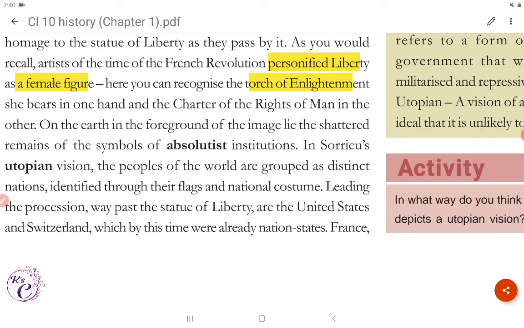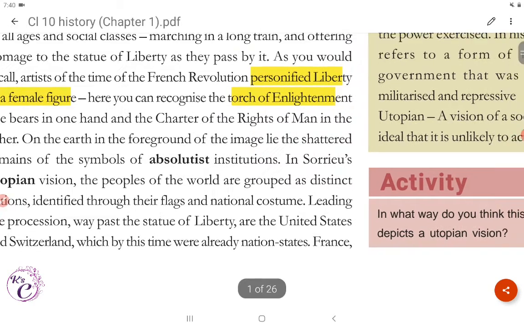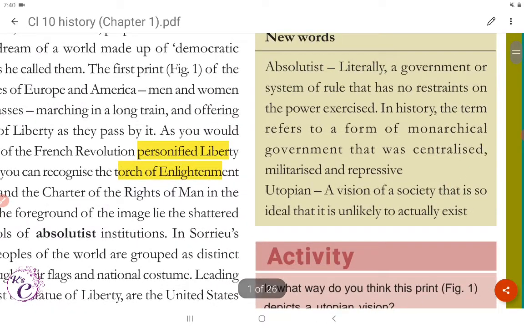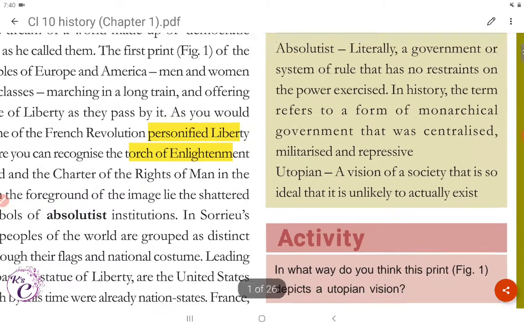So, what is this absolutist? Literally, a government or system of rule that has no restraints on the power exercised. In history, the term refers to a form of monarchical government that was centralized, militarized, and repressive.